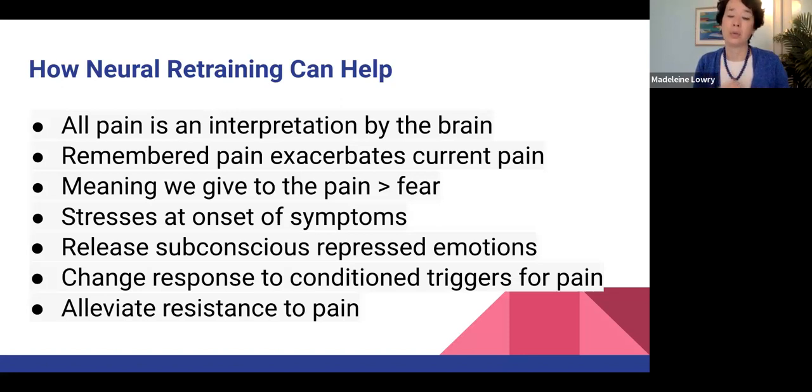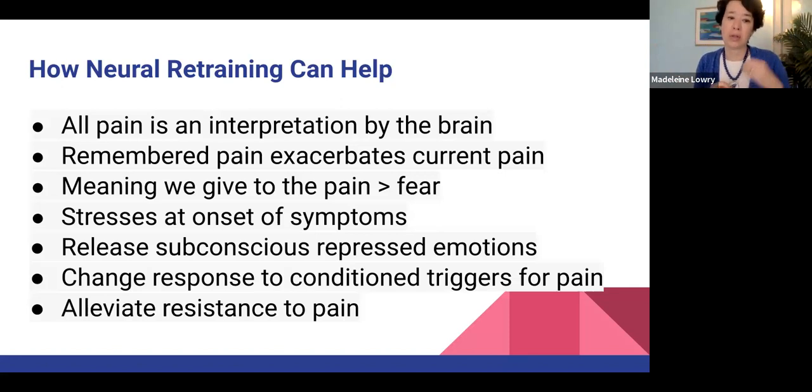We also work on releasing subconscious repressed emotions. John Sarno talked a lot about anger and rage. I find that really any negative emotion is, it's not just about anger and rage. Any negative emotion is a candidate for something we may have repressed or pushed away, either at some point in our life or continue to do so, that may be a contributor, right, to perpetuating chronic pain.